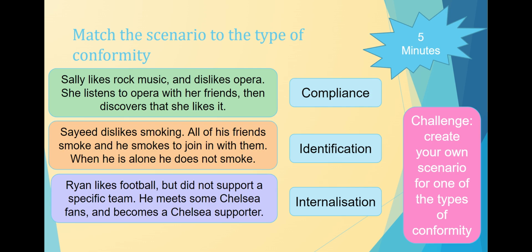Okay, so now you have some different examples here. One is compliance, one is identification, one is internalisation. Please pause the video here and see if you can match them up. And as a challenge, create your own scenario for one of the different types of conformity.